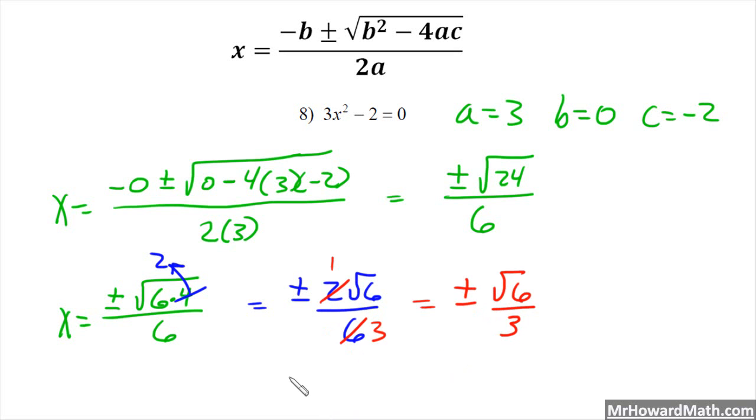So our two answers are, here's one, x equals positive square root of 6 over 3, and the other, x equals negative square root of 6 over 3. So those are our two answers on that one, and that is it for this video.